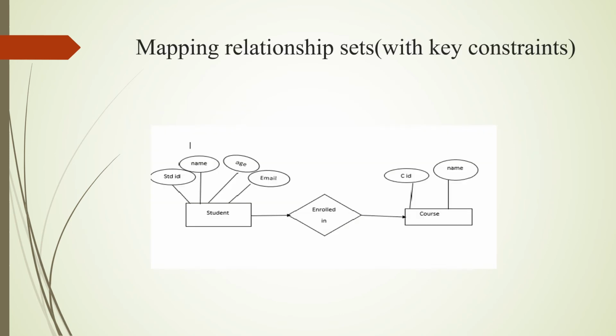Mapping relationship sets with key constraints. Here there are two entities, student and course, and enrolled is the relationship between these two entities. The relationship is shown by a diamond.